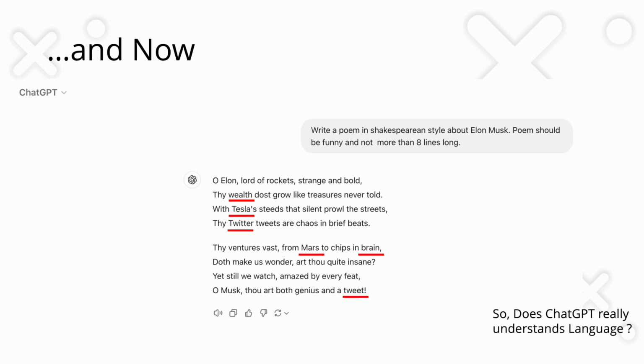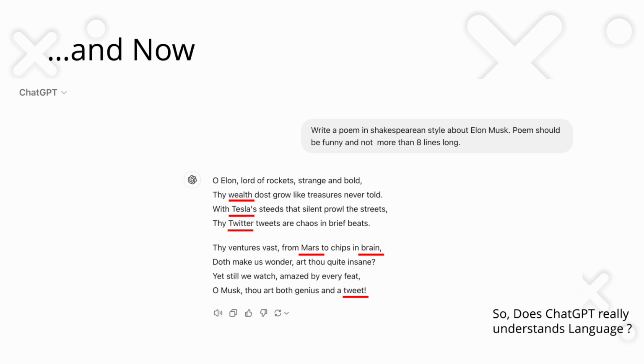If you see over here, I asked it to write a poem in a Shakespearean style, the way Shakespeare used to write, about Elon Musk. I said specifically that it should not be more than 8 lines long, and it should be funny. I've highlighted a few of the words over here. Now pay attention to those words. If you know about Elon Musk and Shakespeare, this will make sense.